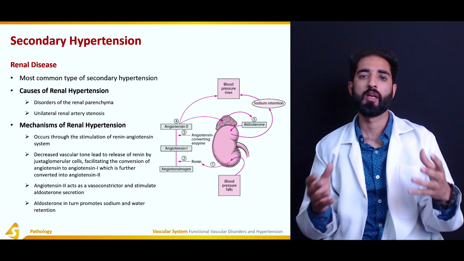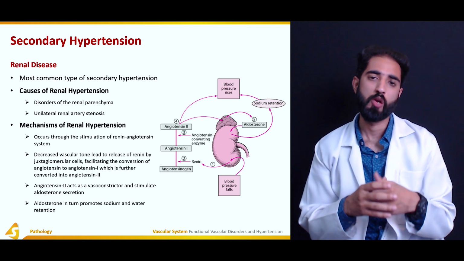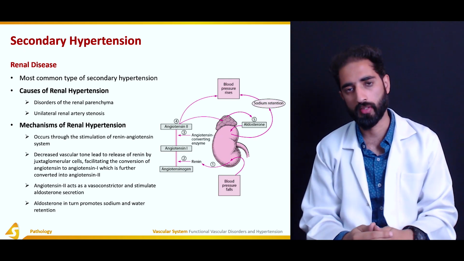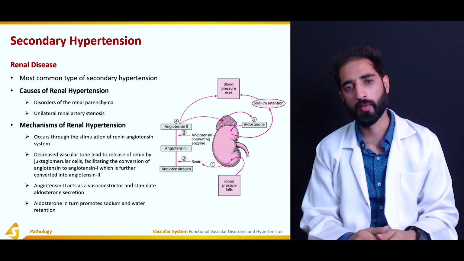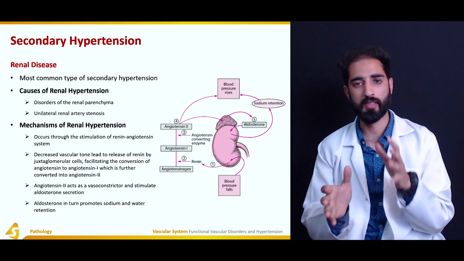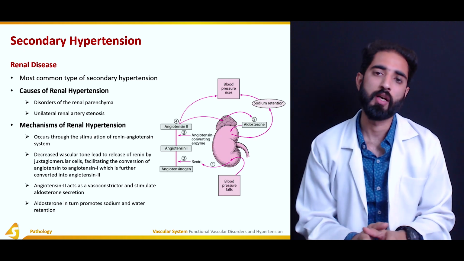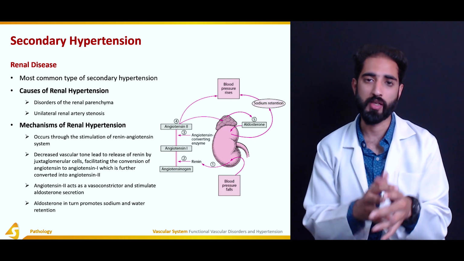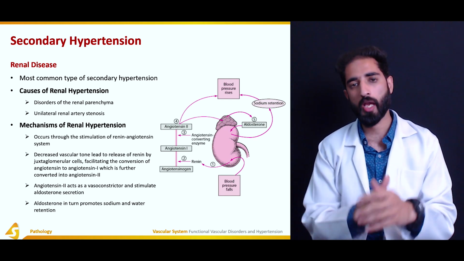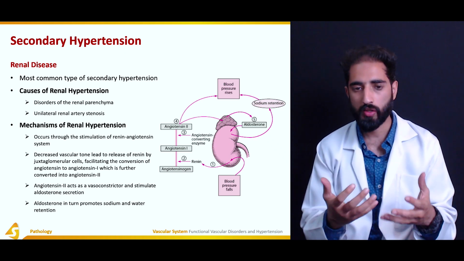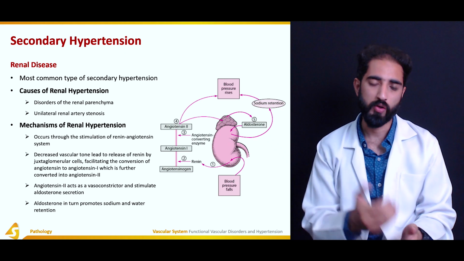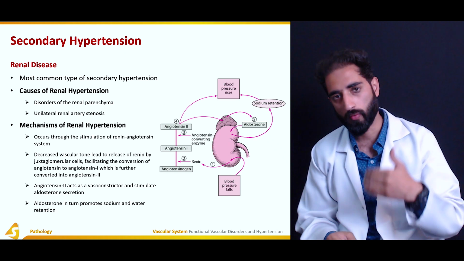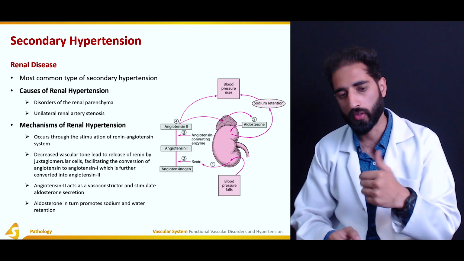Now, secondary hypertension is another type of hypertension, which can be because of any other disease or underlying condition. One of them is renal disease, because the kidney has a very close relationship with regulating blood pressure through its renin-angiotensin system. It is the most common type of secondary hypertension, and the causes of renal hypertension are either disorders of the renal parenchyma or unilateral renal artery stenosis, which results in impaired blood flow to the kidney.